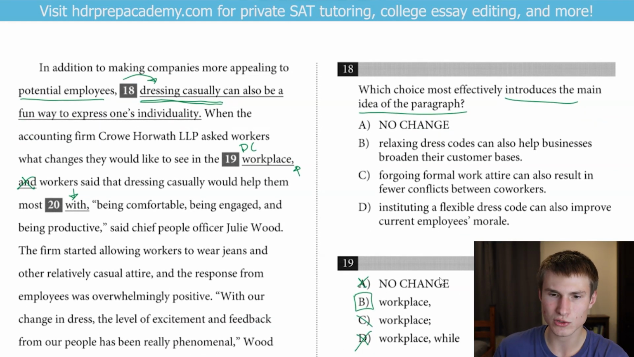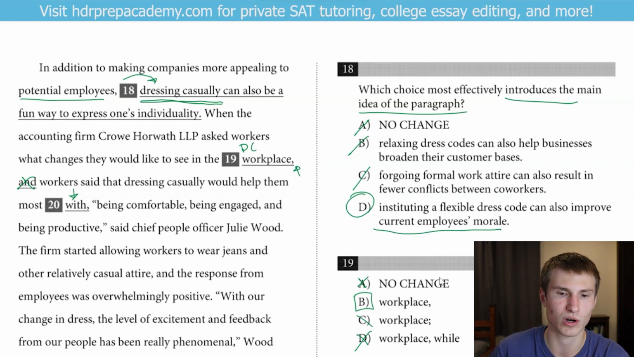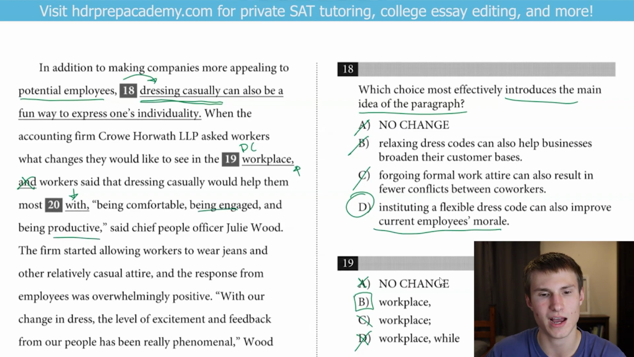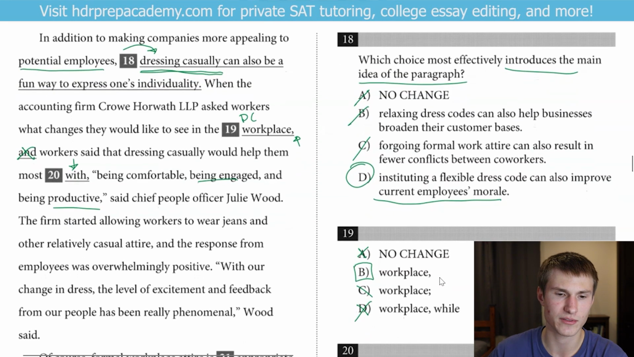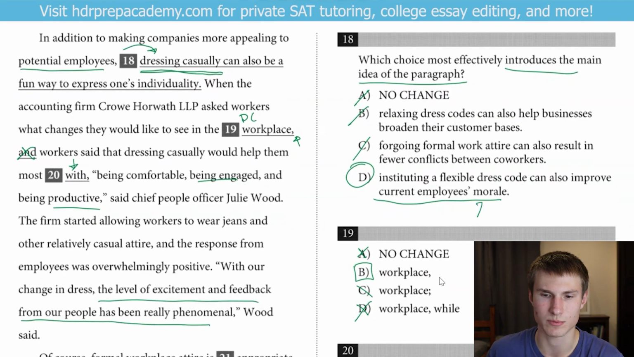Keep in mind, we can go back now and answer 18 now that we've read through the rest of this paragraph. So what's the main idea here? Well, the main idea is relaxing dress codes, or dressing casually, is going to improve performance of the workers because they're more comfortable. So we have option A, dressing casually can be a fun way to express one's individuality. No. B, relaxing dress codes can help businesses broaden their customer bases. No. C, foregoing formal work attire can also result in fewer conflicts between coworkers. No. And then D, instituting a flexible dress code can also improve current employees' morale, or in other words, make them happier, right? They said if they're more comfortable, they're going to be more engaged, more productive. Okay, they obviously want this because they've been talking about it throughout this paragraph, right? The level of excitement and feedback from their people has been phenomenal. In other words, it's boosting employees' morale, right?